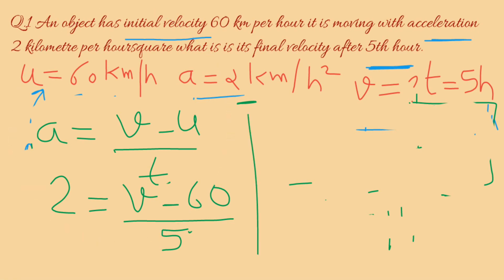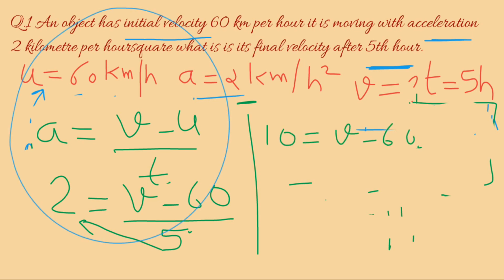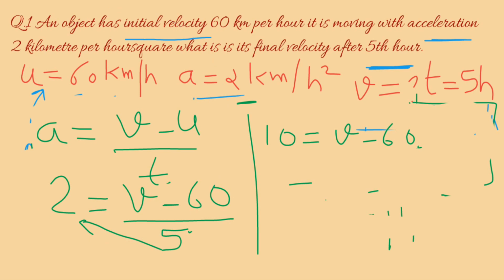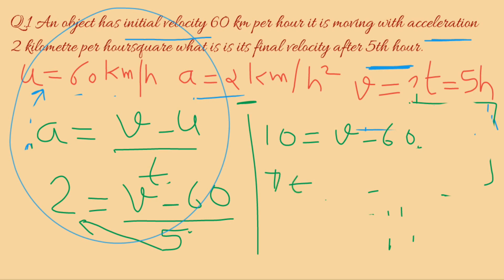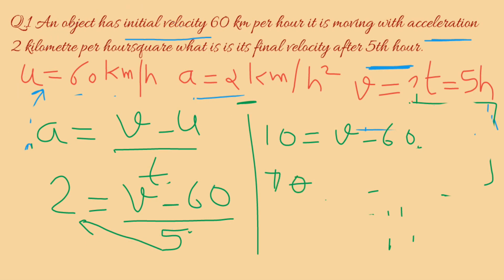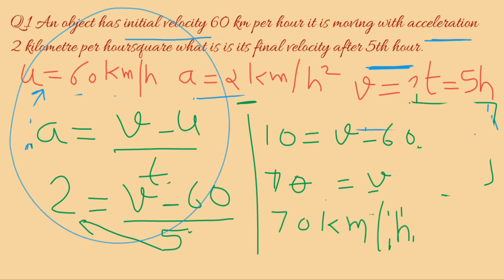Now this 5 will go over there, transpose, and it will become 2 times 5 is 10. Now 10 is equal to V minus 60. Transfer this 60 over there. So 60 plus 10 is equal to 70, which is equal to V, and we will measure it in 70 kilometer per hour, the final velocity. Are you getting my point? So both ways we understood.